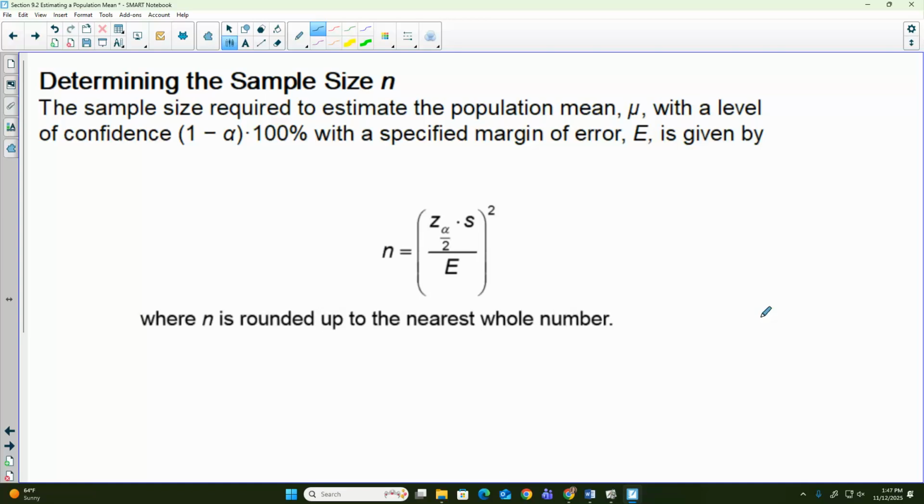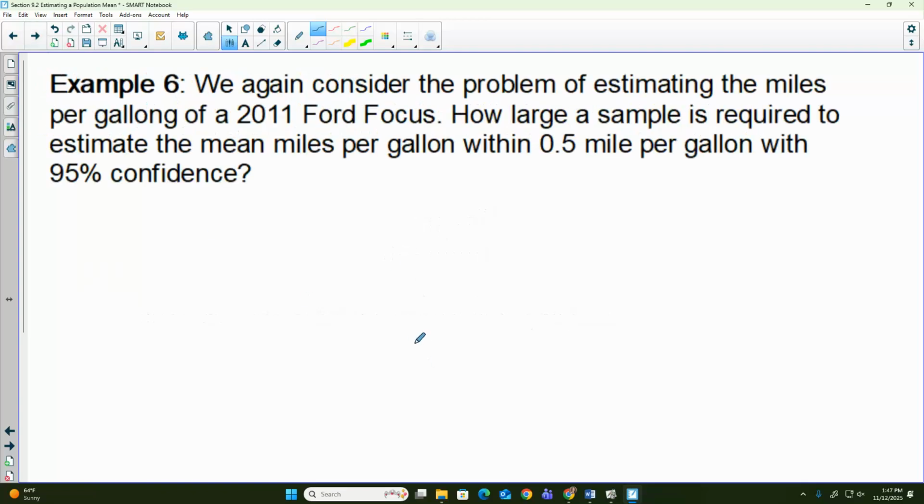This is again given on the formula sheet. So yesterday we talked about that first bubble under sample size. This one is the second bubble if we're estimating the population mean. It tells us how big our sample should be. So we just have to be able to use this. Let's try one. So we again consider the problem of estimating the miles per gallon of a 2011 Ford Focus. How large of a sample is required to estimate the mean miles per gallon within 0.5 miles per gallon with 95% confidence?